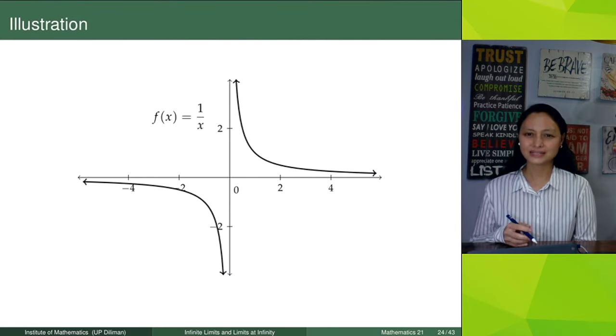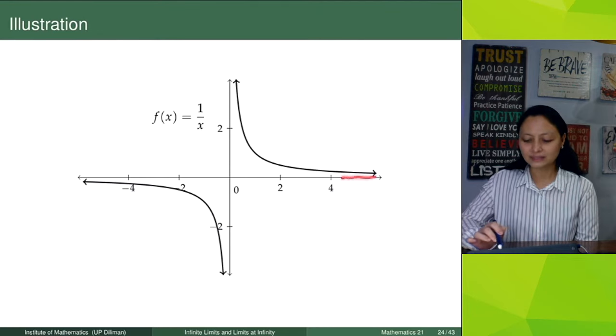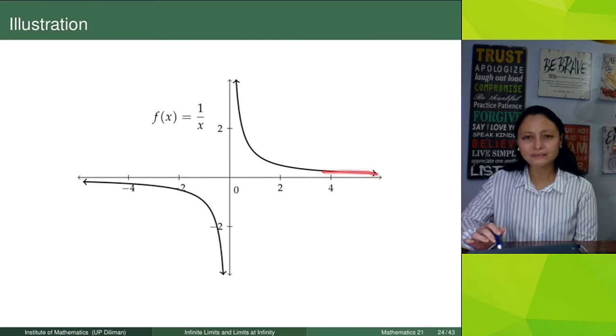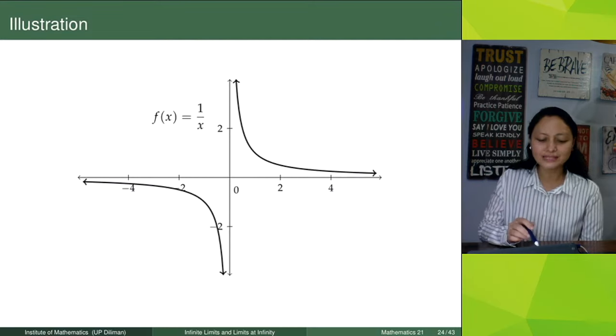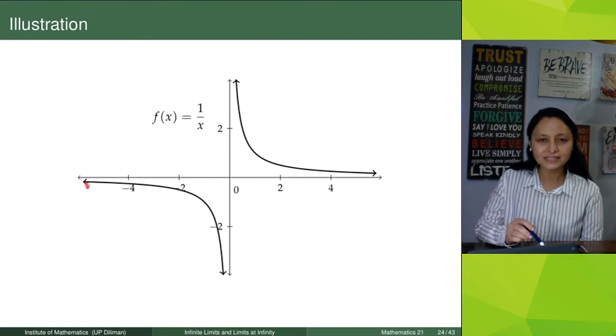This is the graph of f equals 1 over x. So as we have seen in the table of values earlier, as x approaches positive infinity, or as you increase the value of your x, tingnan nyo, yung value ng f of x natin, palapit ng palapit sa 0. As x approaches negative infinity, the value of f of x, yung f of x natin, diba, is approaching 0.